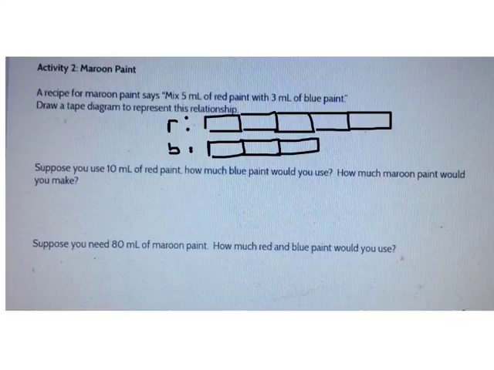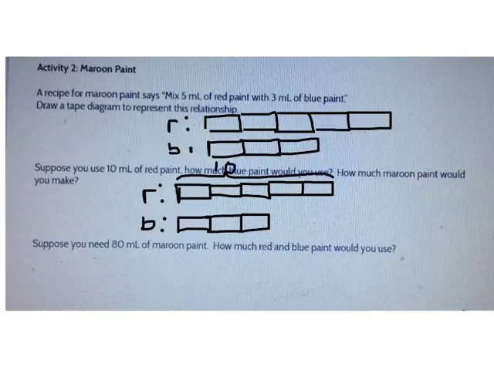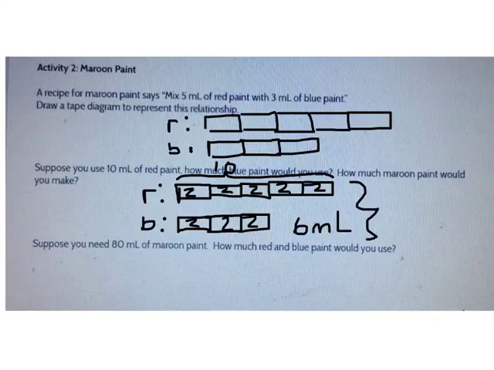Suppose you use 10 milliliters of red paint. How much blue paint would you use and how much maroon paint would you make? Well, let's draw our tape diagram with 5 parts red and 3 parts blue. If you used 10 milliliters of red, what does each box represent? Each box represents 2. So, how much blue paint did you use? You used 6 milliliters. 3 times 2 is 6. How much maroon paint would you make total? Well, if you add all those 2s together, you would get 16 milliliters.